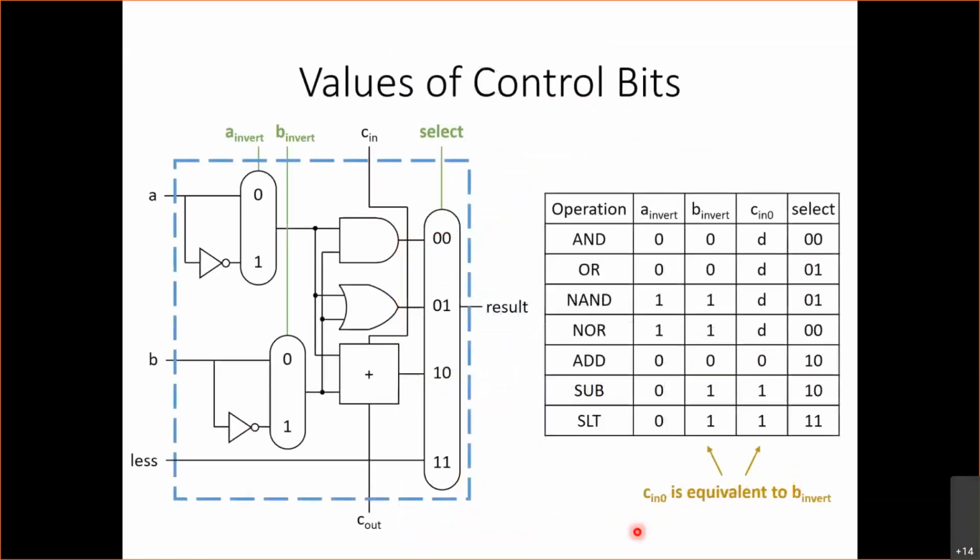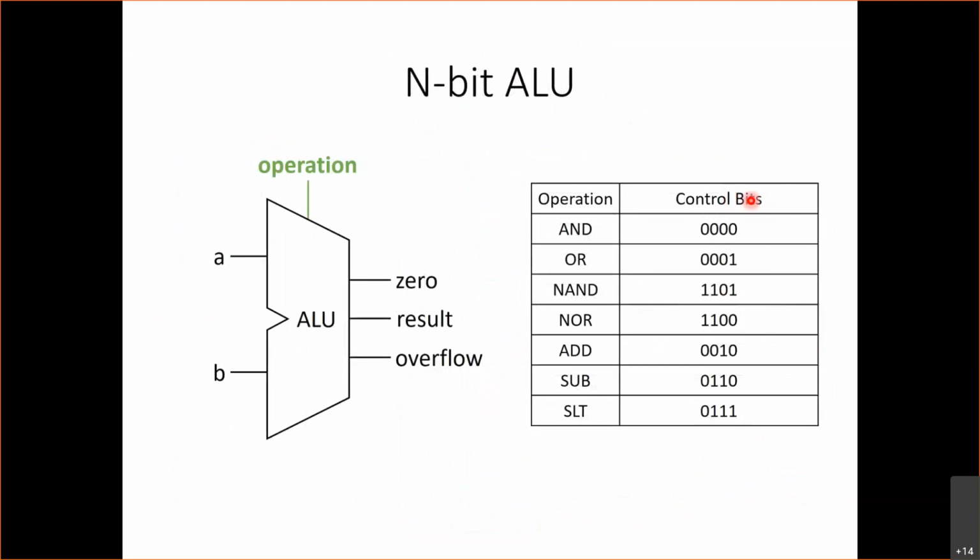And then finally, we looked at how we can configure our 1-bit ALU, giving it different select signals to perform different operations. And we looked at the control signals for each operation. We also observed that we actually don't need B invert and C in 0 separate, because C in 0 is just equal to B invert. And then finally, we looked at our final ALU that we had built. It takes two inputs and an operation, produces an output, and also produces zero and overflow, which are useful in detecting when the output is 0 or when we have overflow in the addition.